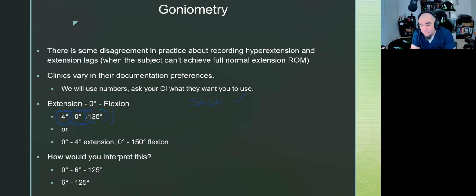The other thing you may see is that a patient has 0 to 4 degrees of shoulder extension and then 0 to 150 degrees of flexion. I would prefer, when you're documenting on notes from me, that you indicate shoulder flexion, and you indicate the 0 to 150. And then you indicate shoulder extension, and you indicate 0 to 4 degrees. Most clinics will prefer you to separate these out.